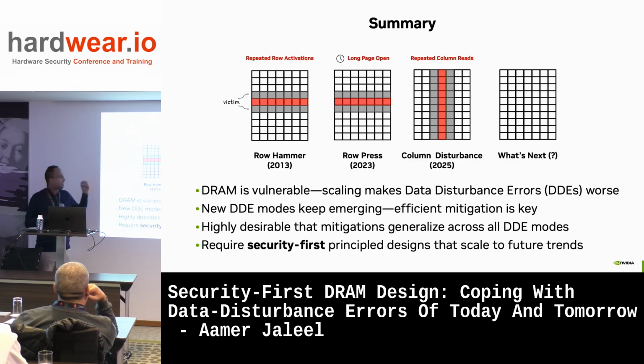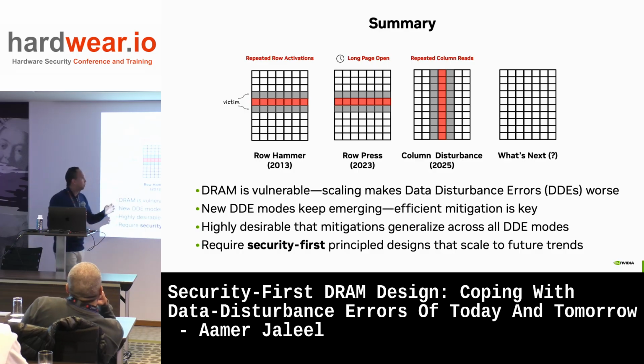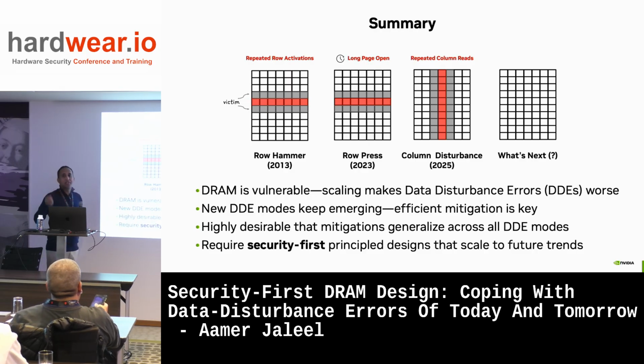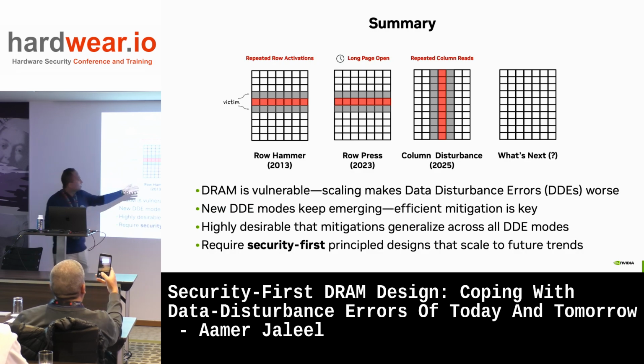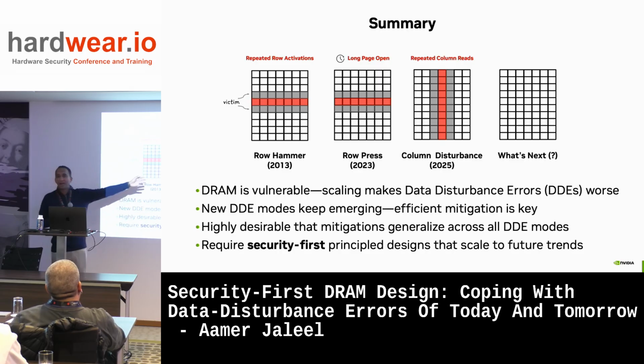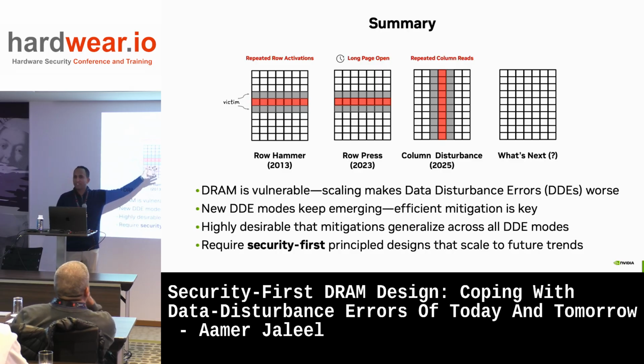What's next? It's a technology that is going to fail. It has modes, and more modalities of DDEs are going to come through. So we need an efficient mitigation approach for this. Interestingly, what we do desire is mitigations that generalize across different DDE modes. We've been able to take RowPress and convert it into a RowHammer problem. Column disturbance is completely different.